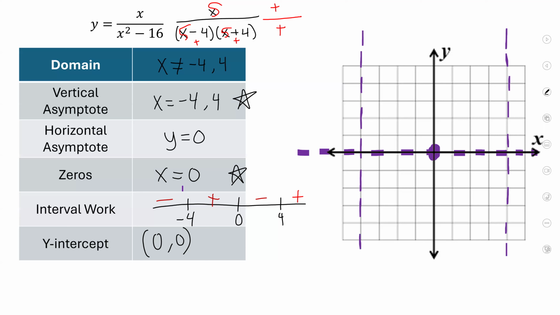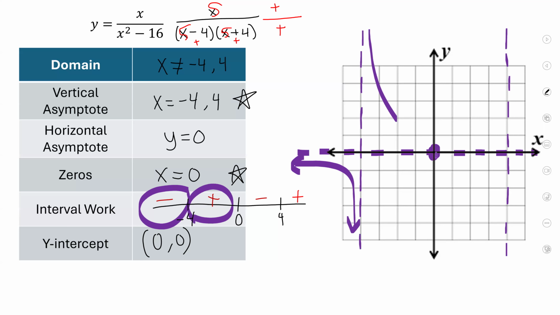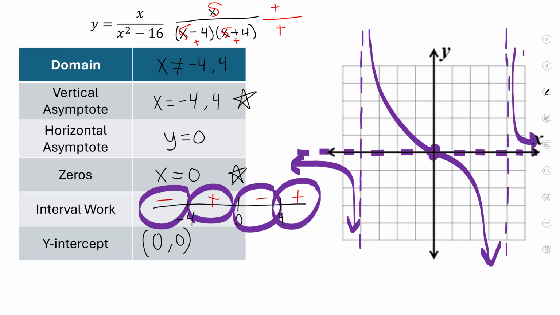Okay, so when I'm less than -4, I have to be negative. So I have to be down here. Between -4 and 0, I have to be positive. So I need to be up here. But between 0 and 4, I'm negative. So I'm going to go down here. After 4, I'm positive. So that's up here on the positive side.